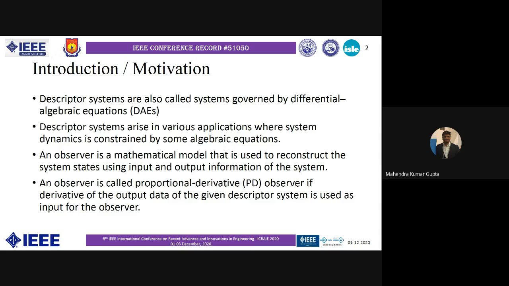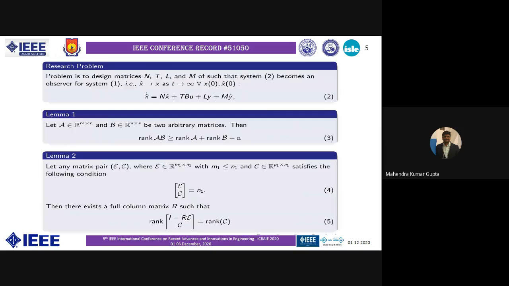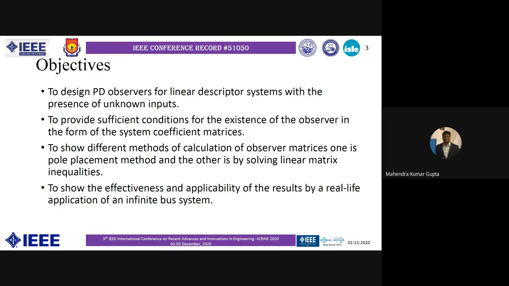Now we come to proportional derivative observer. So observer is proportional derivative PD observer if derivative of the output data of the given descriptor system is used as input of the observer. Now what we are going to do in this work is design PD observers for linear descriptor systems with the presence of unknown inputs. So we are considering systems where there are unknown inputs, and we will design PD observers for that.